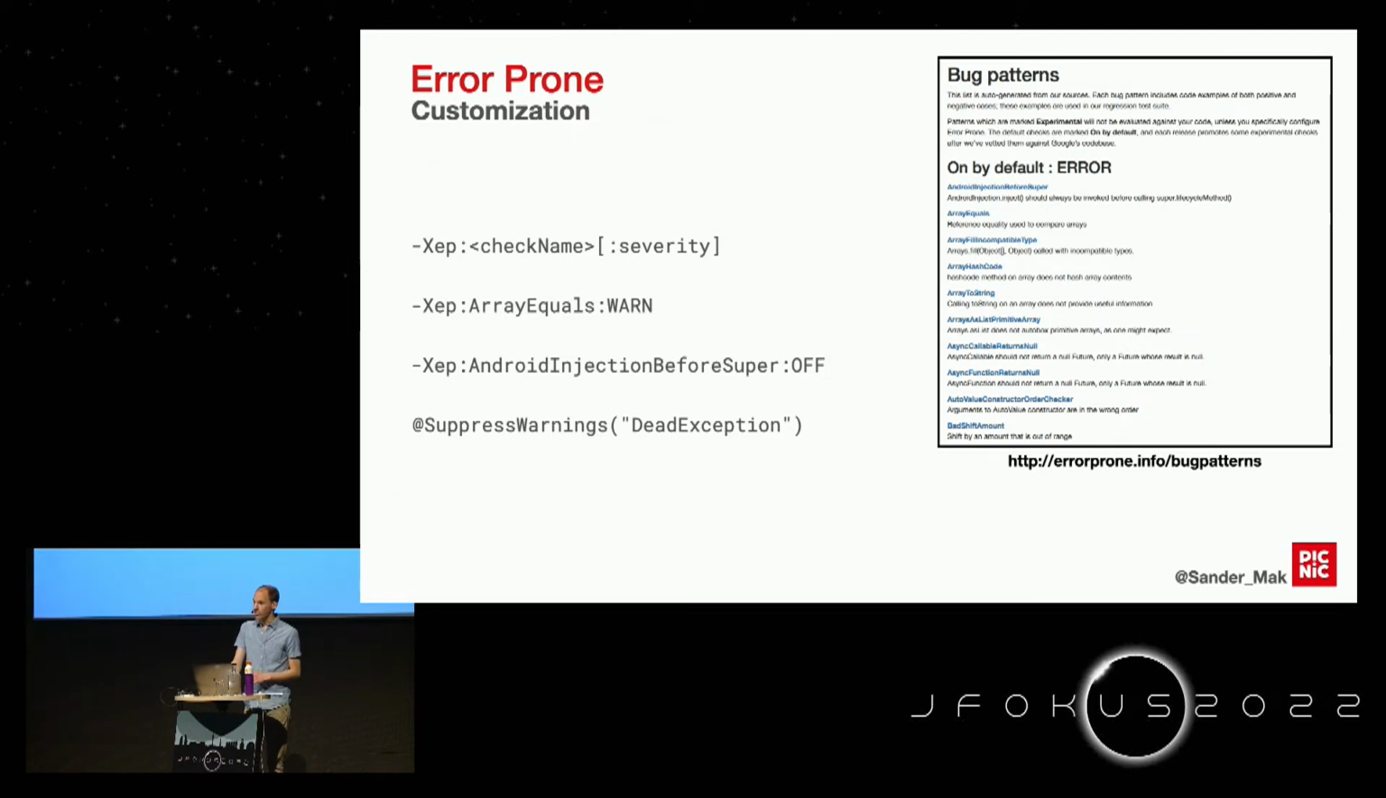And another reason might be efficiency. So we, for example, disable the Android checks because we're checking backend code. So we don't want to have these Android patterns in there using up CPU cycles. So that's something that you can disable as well.